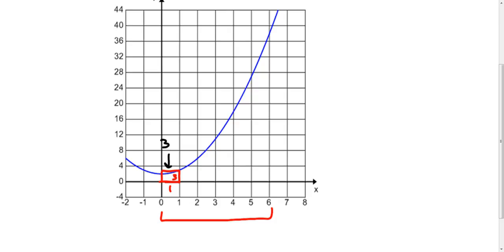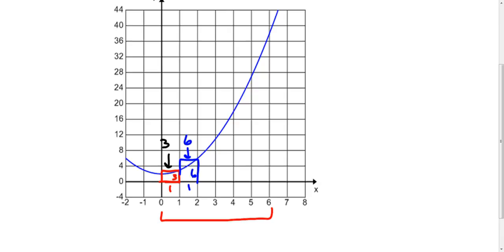Okay, I go until the next one hits the right side. So right side, hit the curve, go over, make a rectangle. Base is 1, height looks like it's 6. Okay, 1 times 6 is obviously 6.